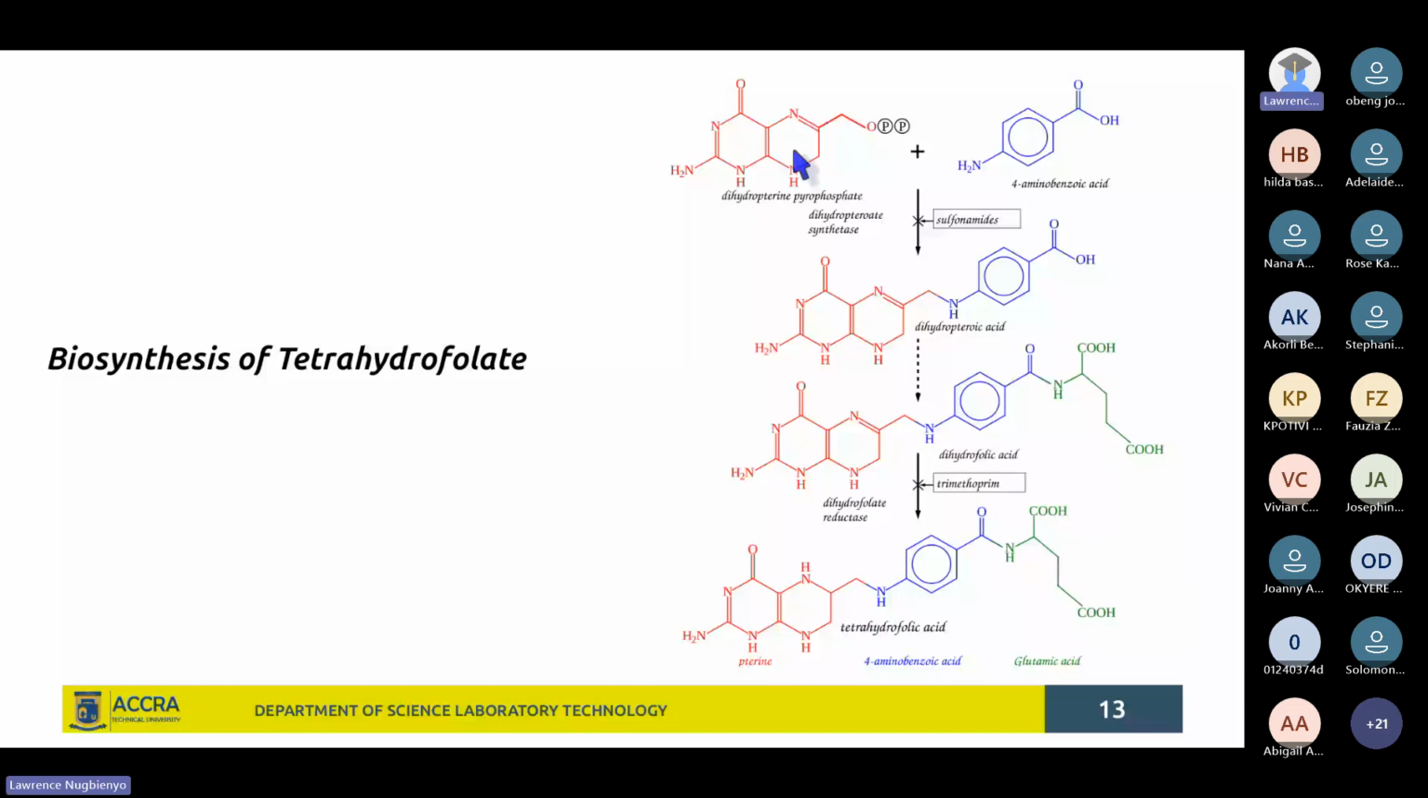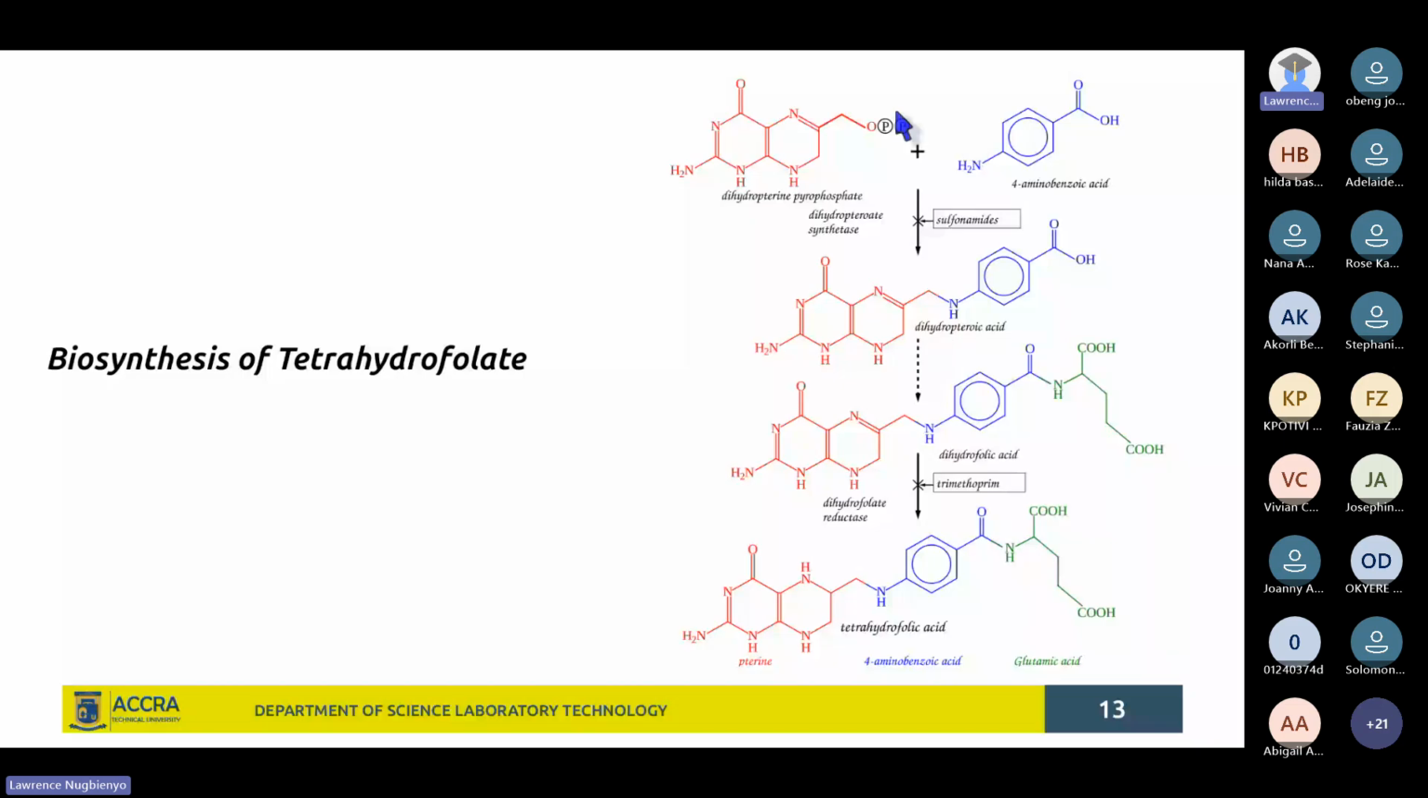Now, what do you see from the beginning? You see that there are two compounds. One is red, one is blue. They react, they bind together. So you have the dihydropterin pyrophosphate and 4-aminobenzoic acid, which sometimes is also referred to as para-aminobenzoic acid. Now, these two molecules react. You can see it clearly that they conjugate, they bind.